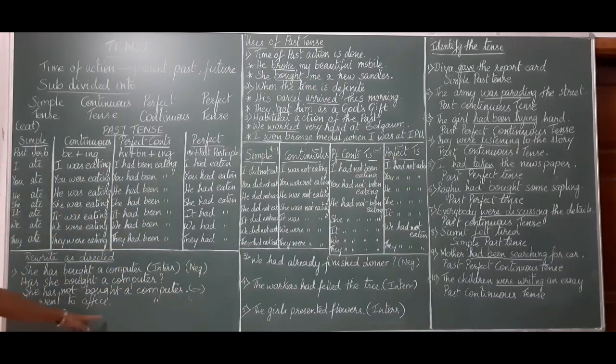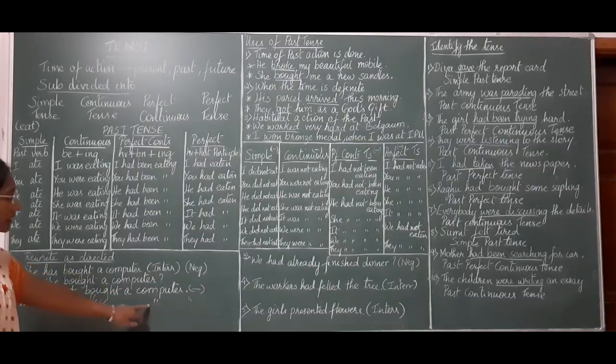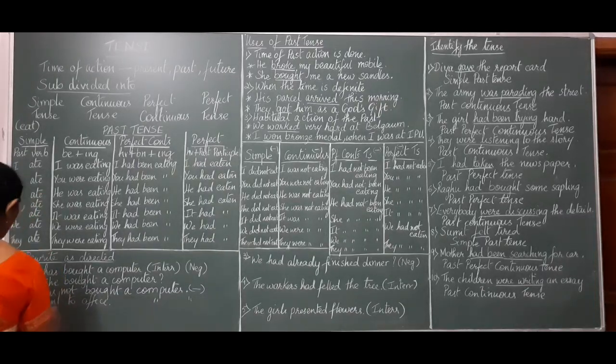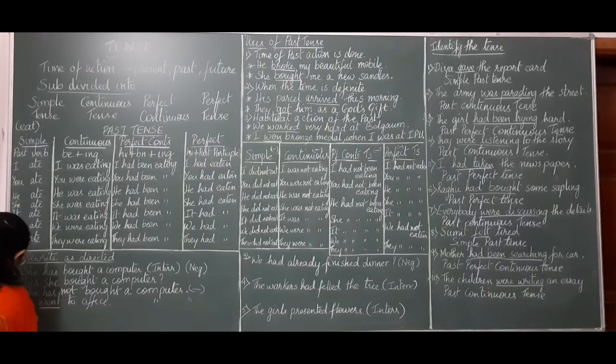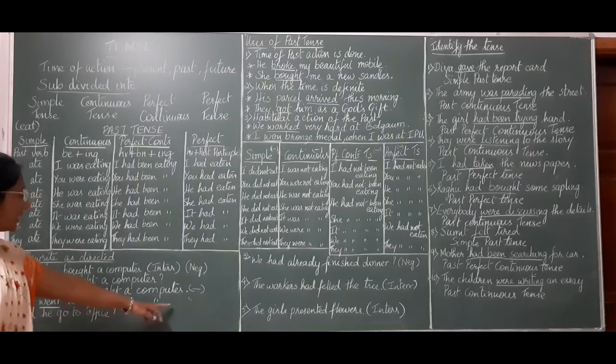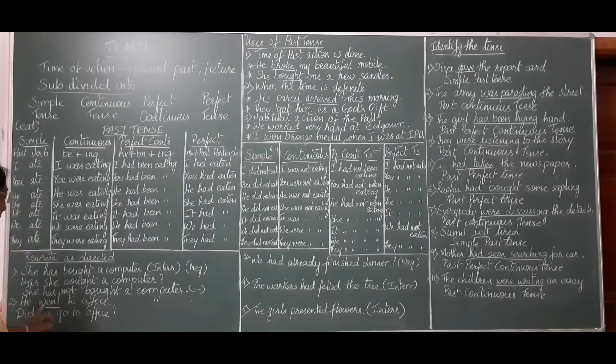He went to office. Give the interrogatives and the negatives. He went to office is in simple past tense. Did he go to office? Interrogative. He did not go to office. Negative.